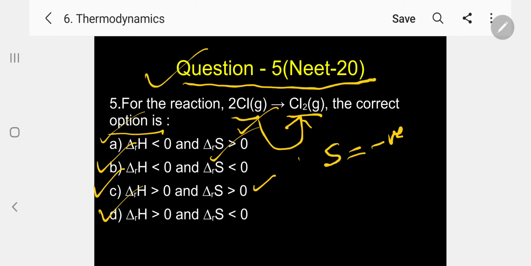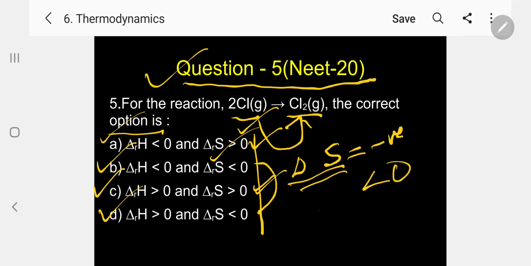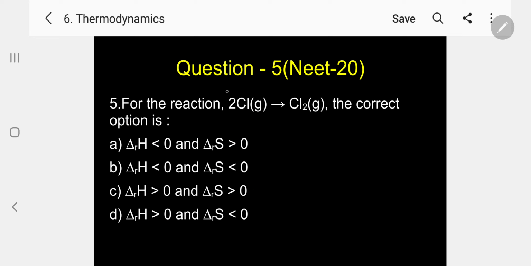Kindly follow. Regarding the release of energy, delta H will be negative for an exothermic reaction. Follow the trick: where is delta H negative? Here there are only two possibilities, B or D, where delta S is less than 0. Out of the two, just compare delta H. This one is delta H less than 0, this one is greater than 0. So now the answer is with you.